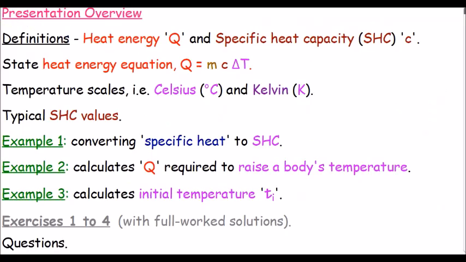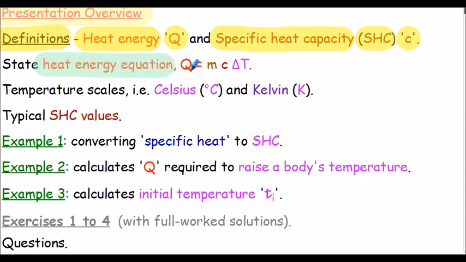Here's a brief presentation overview. We commence with some definitions. We define heat energy, symbol capital Q, and specific heat capacity, shortened to SHC, and denoted as symbol lowercase c. We state the heat energy equation, that's Q is equal to mc delta T. We overview the temperature scales referred to, that's the Celsius degree C scale and the Kelvin, the absolute temperature scale. We state typical SHC values for various substances.